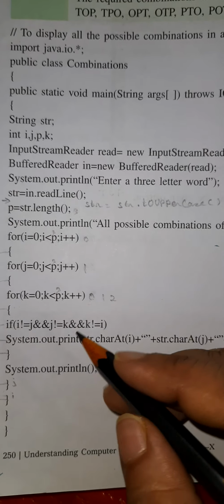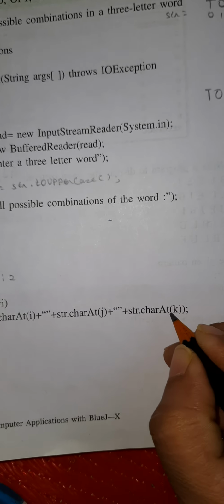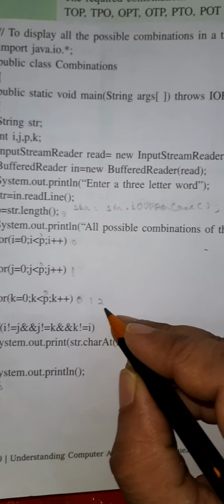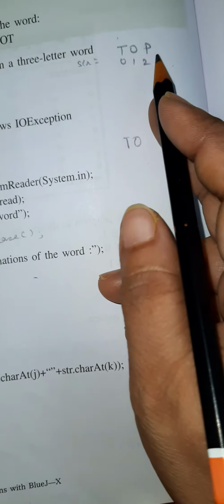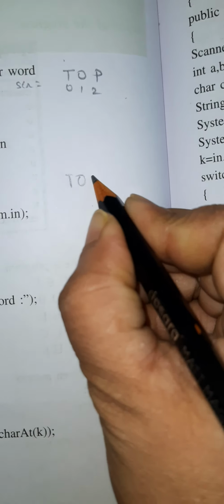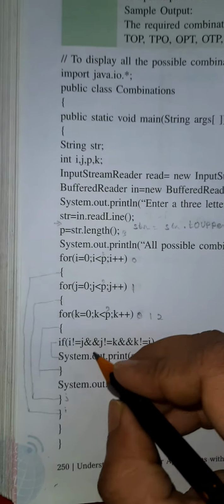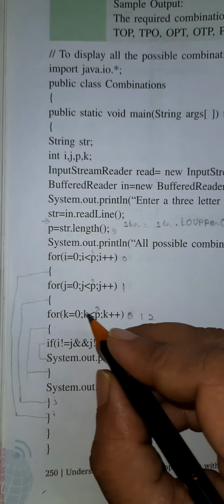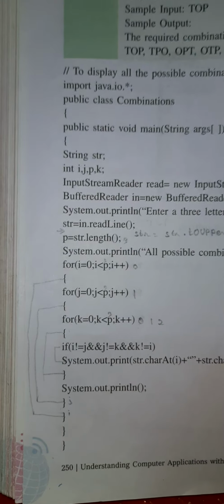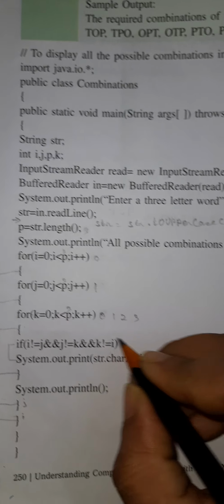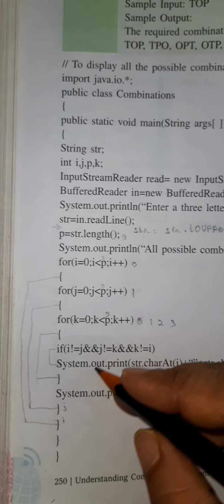So next is the character at K. K is 2, so in the 2 position, what is there? We are having P, so it will type P. So again it will go. Now K is 3, so now again the condition is false. It will come out of this loop.